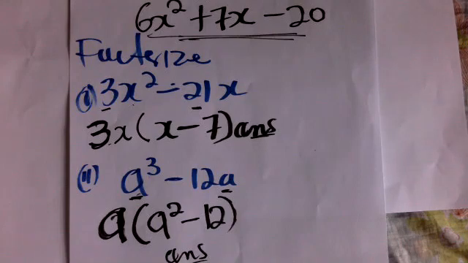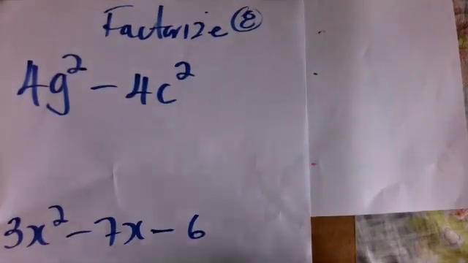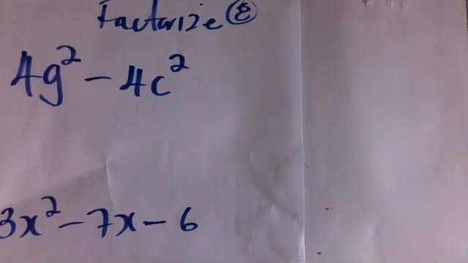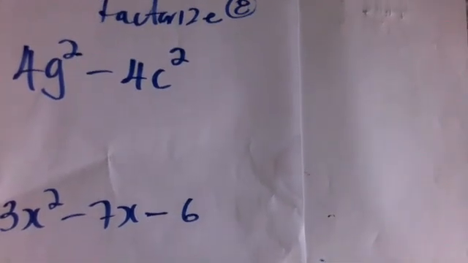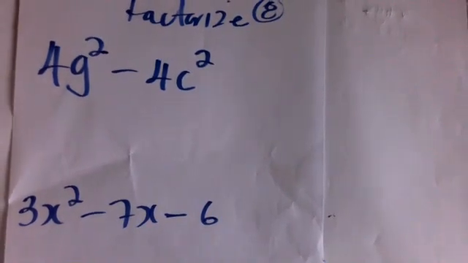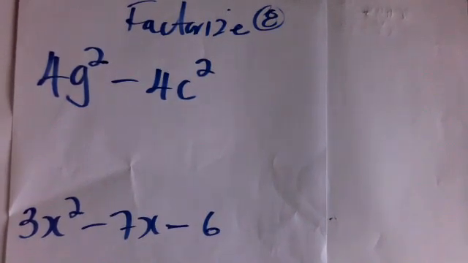Now I want you guys to do a little factorization for me. Let's go. Can you factorize this? If not, what's going to happen in the exam? So factorize 4g squared minus 4c squared.